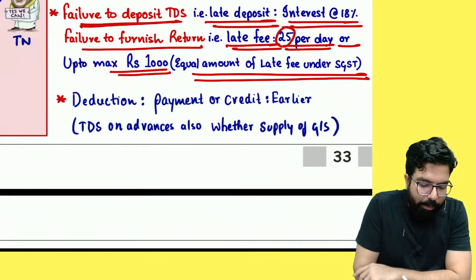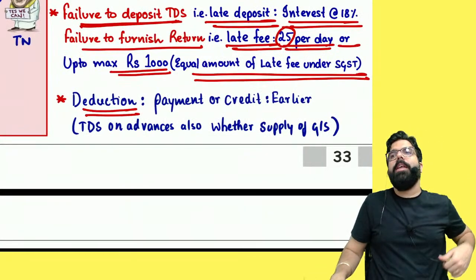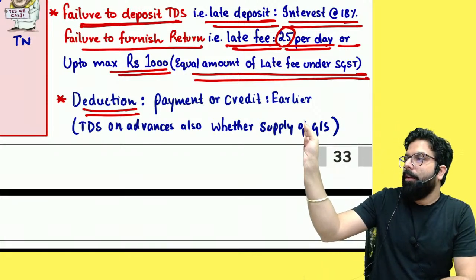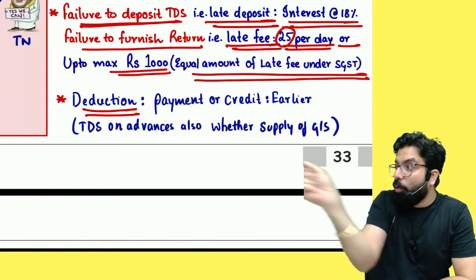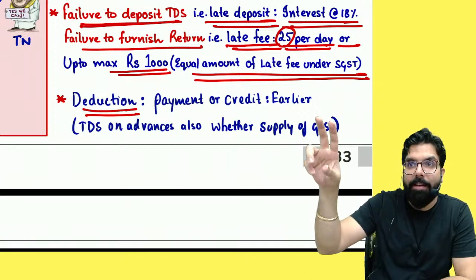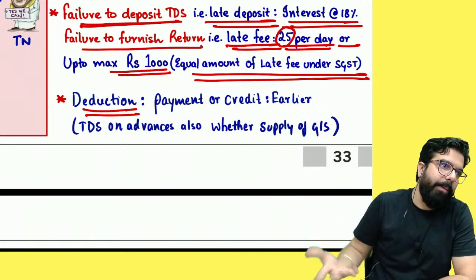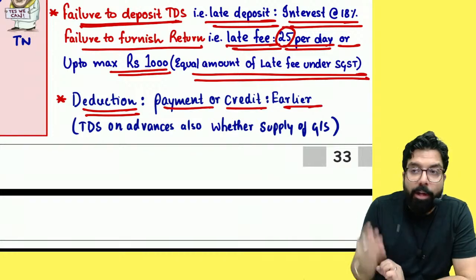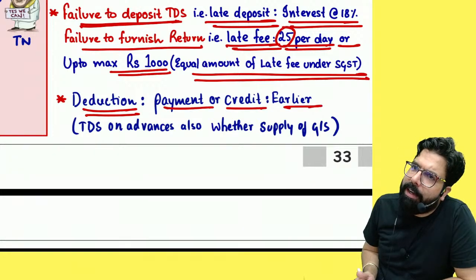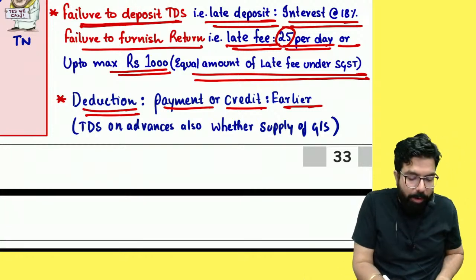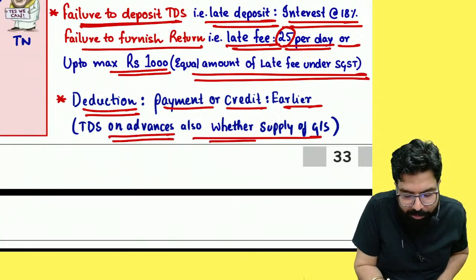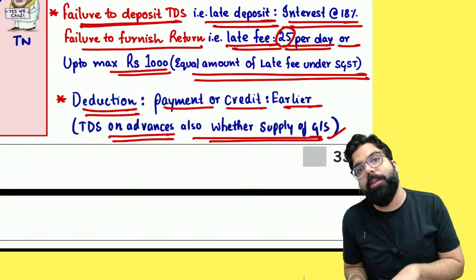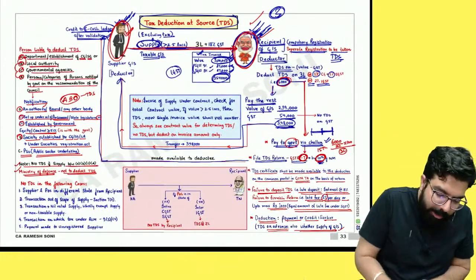Next. Sir, when should I deduct? When should the government department deduct? When they are passing an entry saying stationery purchased from Ram. When they make an entry, or when they actually make the payment, whichever is earlier. Payment or credit, whichever is earlier. So if they pay me advance also, should they deduct TDS? Yes. Remember one thing, TDS on advance also, whether supply of goods or service. Government department will deduct on what, everyone? Advance also.